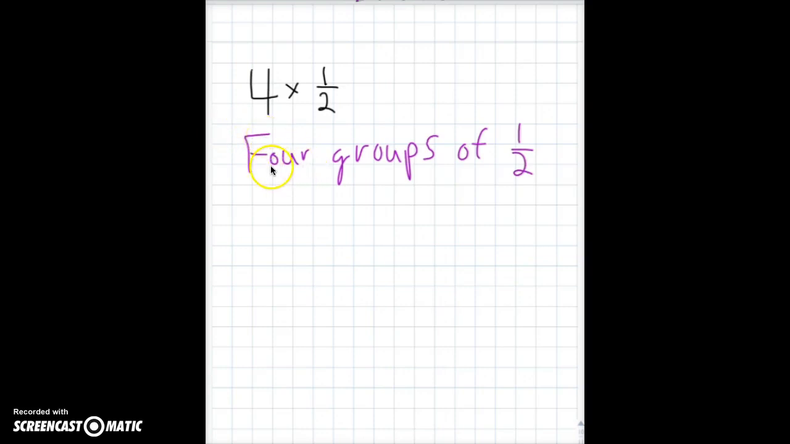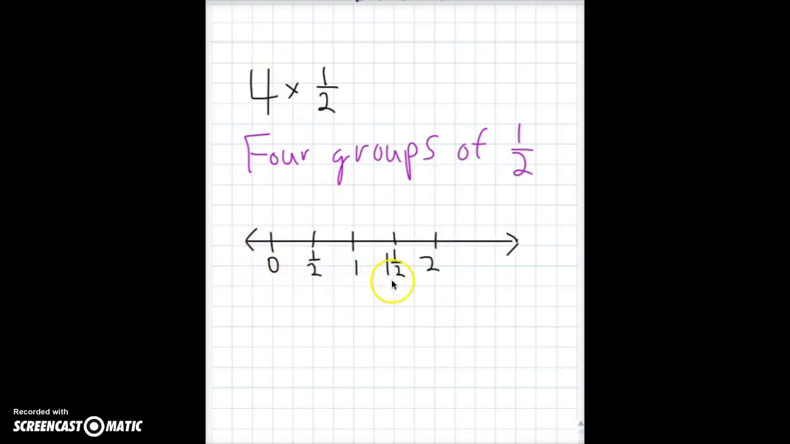So what that means is that we think of this 1/2 first, and we picture it, and then we imagine 4 of them. So there's 4 groups, or 4 of this 1/2. Here's what it looks like on the number line.